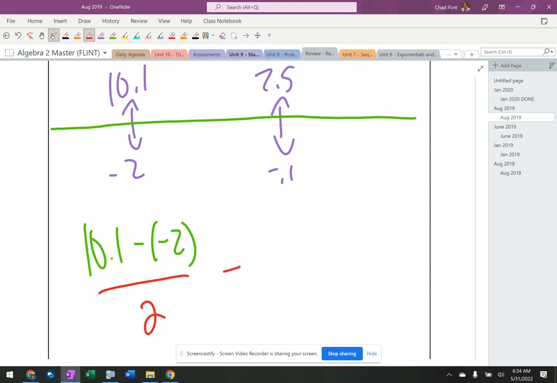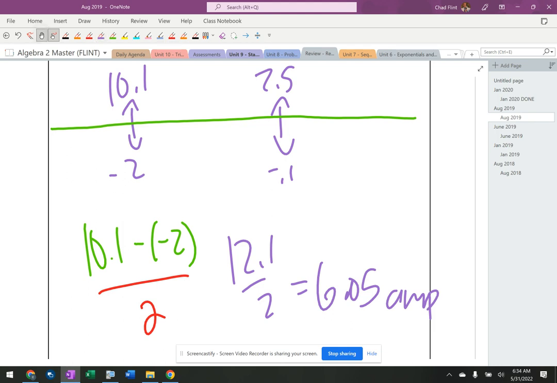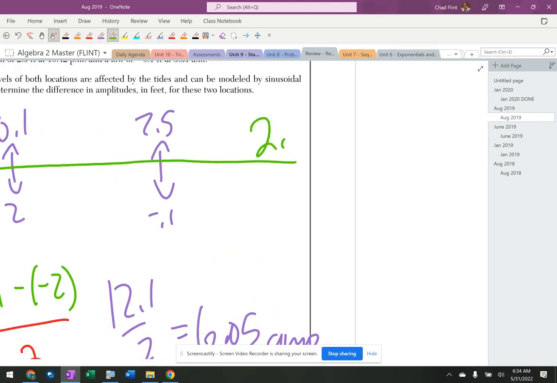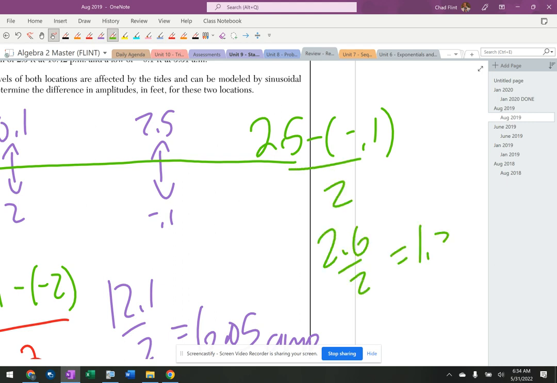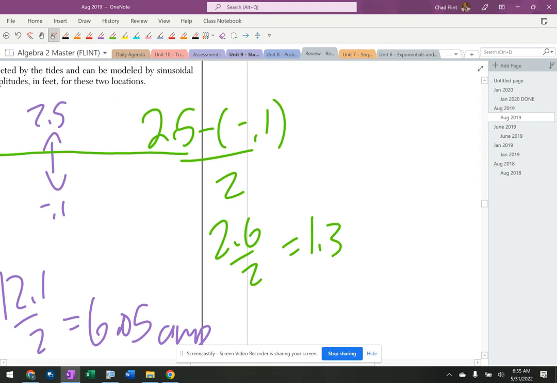All right. So that would give me negative 12. No, that wouldn't give me negative 12. It'd give me 12.1 over 2, which is 6.05 amplitude. All right, and then this other one would give me 2.5 minus negative 0.1 over 2, which is 2.6 over 2, which is 1.3 amplitude.